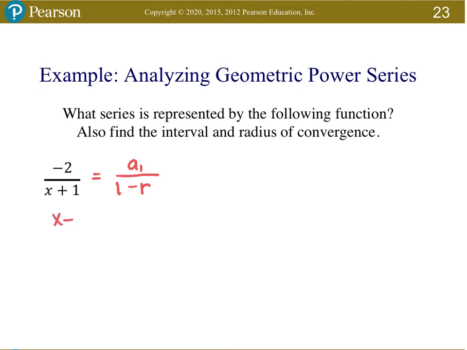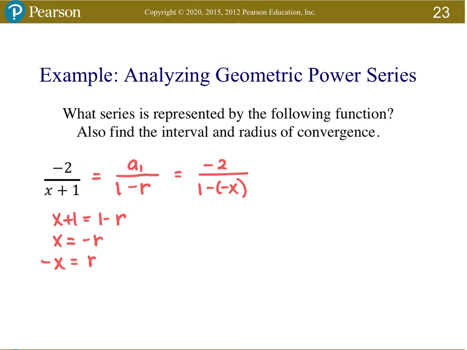So if x plus 1 is supposed to be equal to 1 minus r, then we can subtract 1 from both sides, and so r is negative x. In other words, I could rewrite this as negative 2 over 1 minus negative x. So now I know what my a1 is, and I know what my r is.